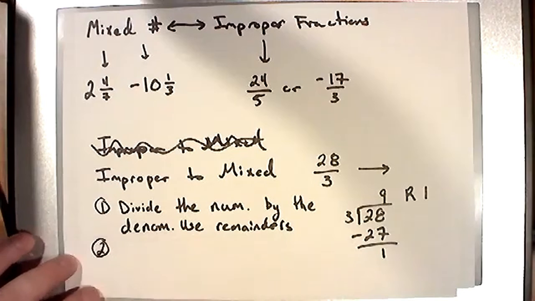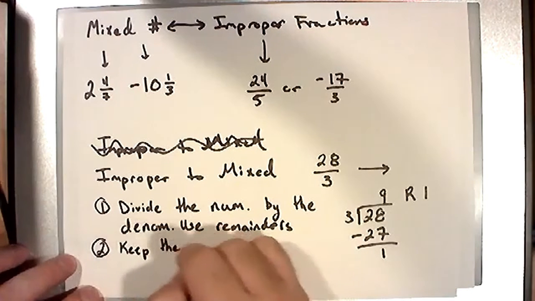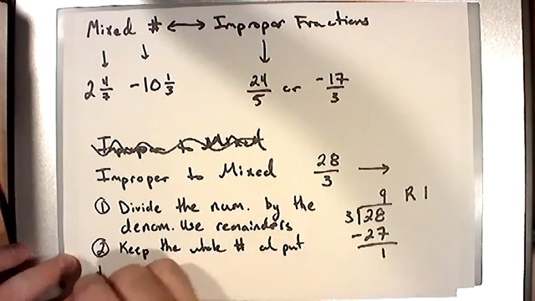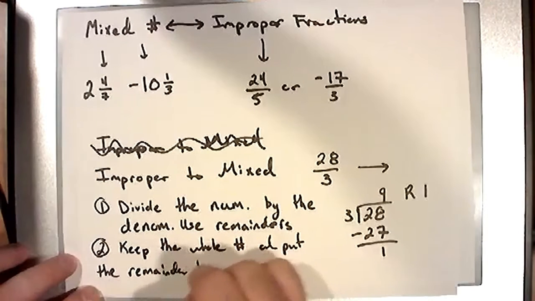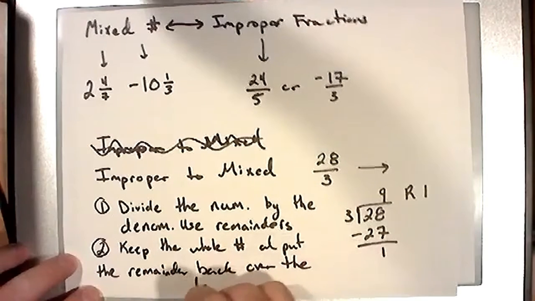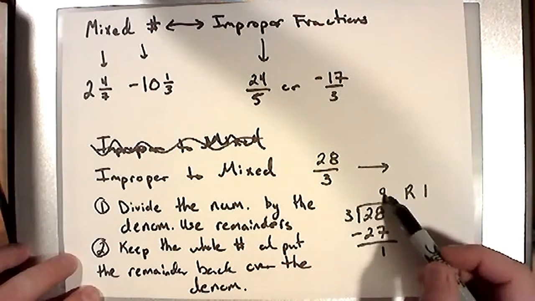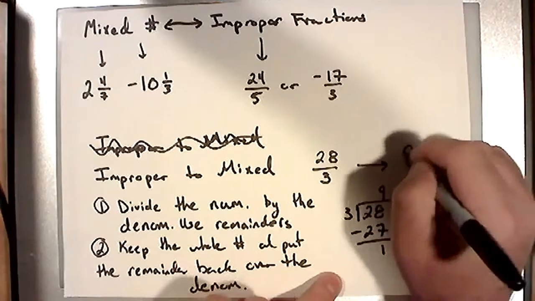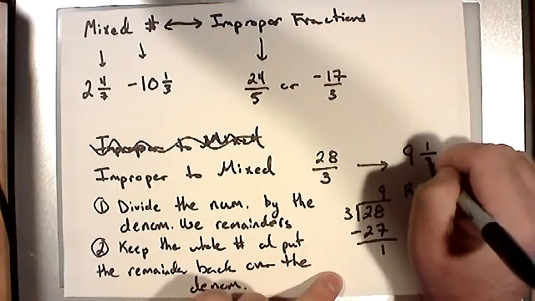Second step, and really the last step here: keep the whole number, the 9, all right? Keep the whole number and put the remainder, which was that 1, back over the denominator. Sorry, I'm starting to scribble again. Keep the whole number, the 9, and put the remainder back over the denominator. So in our case, to finish this up, we keep the whole number 9, we put the remainder of 1 back over the denominator of 3.